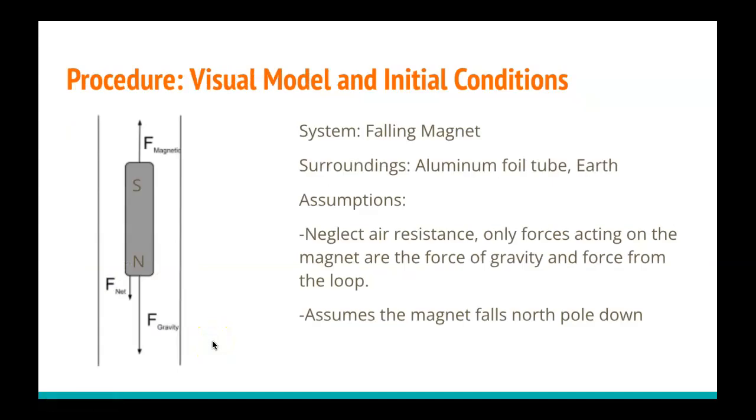Now let's get into the procedure. The system here is the falling magnet, and the surroundings are the aluminum foil tube and the earth. Some assumptions here are that we can neglect air resistance and that the only forces acting on the magnet are the force of gravity in the negative y direction and the magnetic force from the loop in the positive y direction. We're also assuming that the magnet falls north pole down.